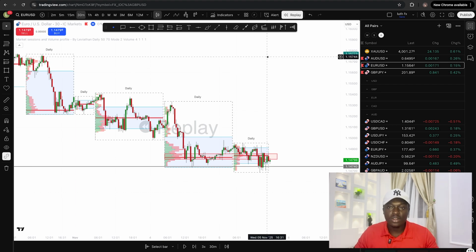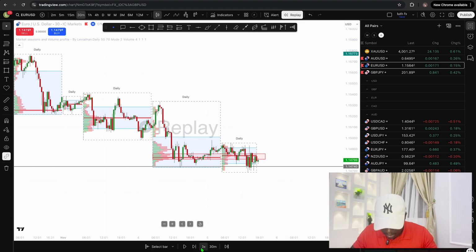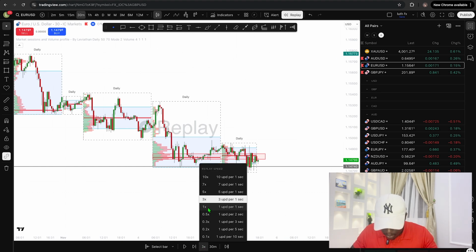And usually I use candlestick chart to time my entries, wait for proper confirmation. I look for rejection just around my point of control, and that is when I execute trade on the market. So let's see how price action played out. Let me slow it down a little bit.